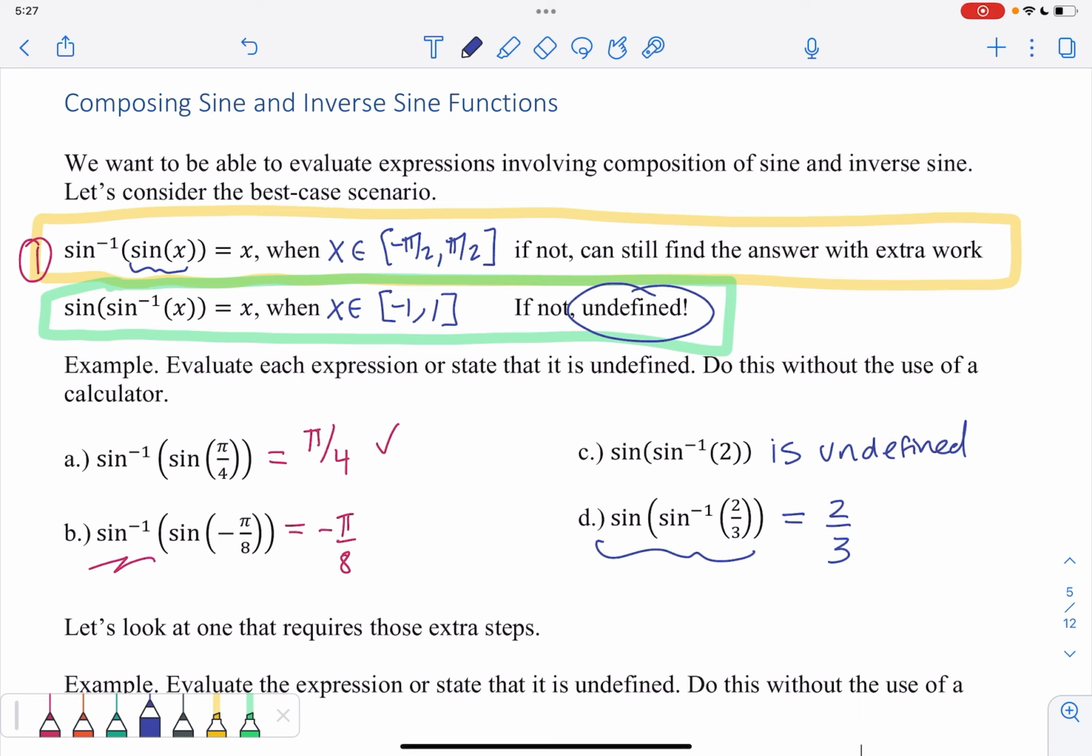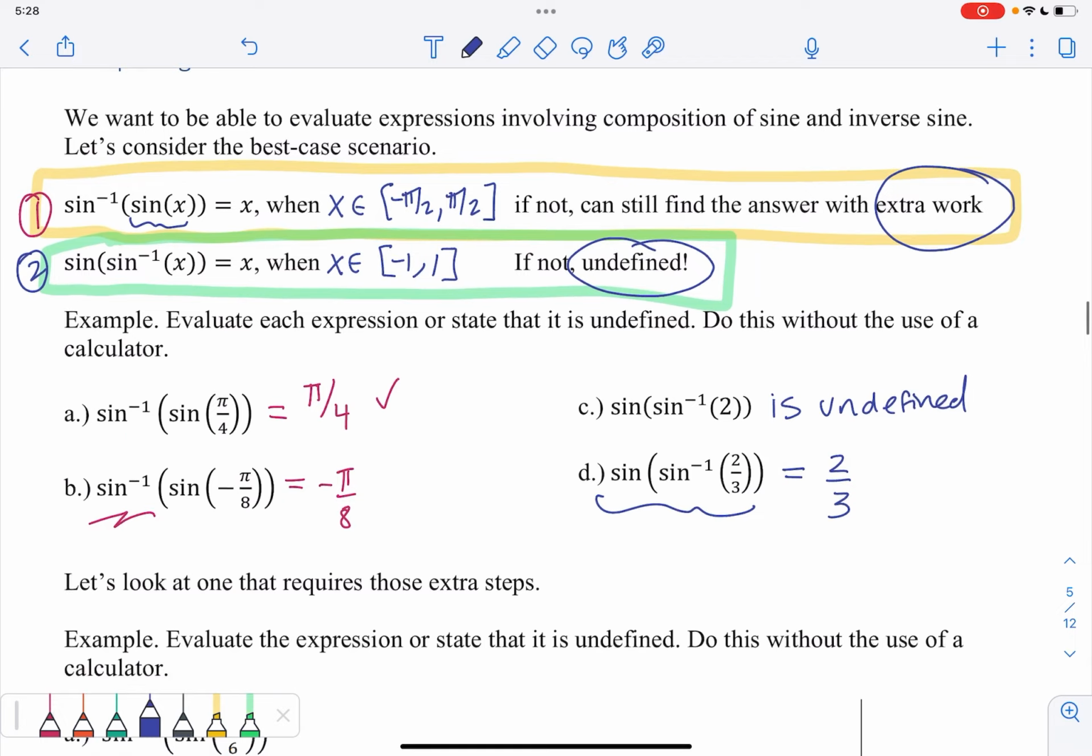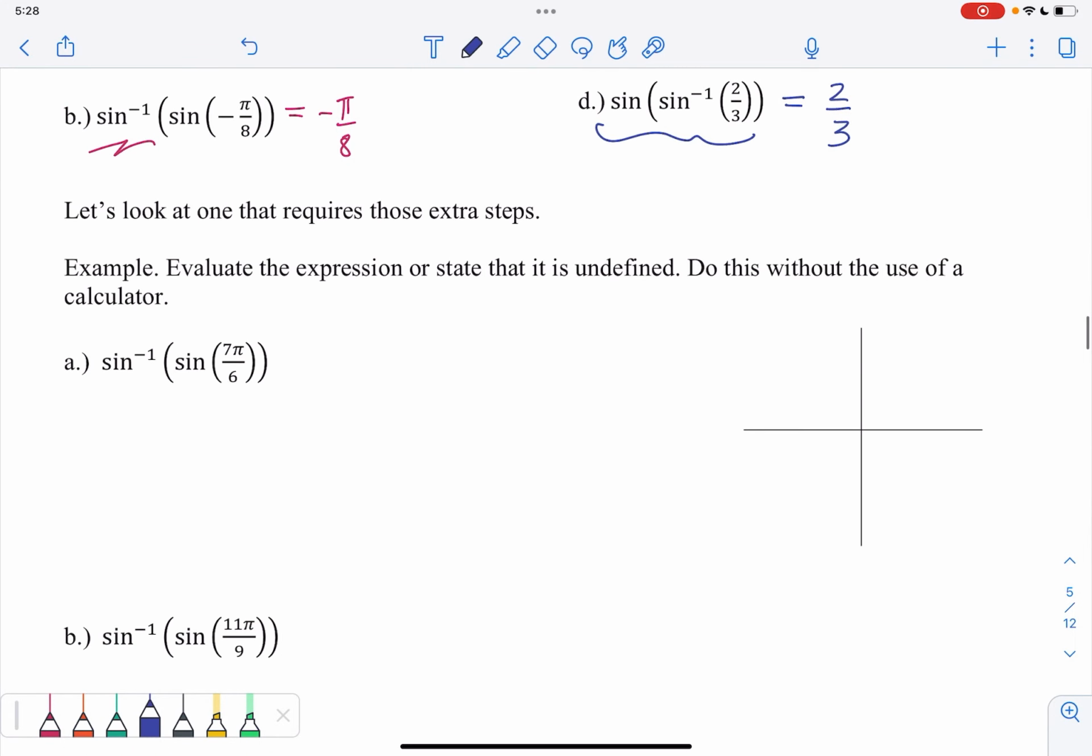All right. So let's look at one that requires those extra steps or extra work, which is up here in case 1. So case 1, case 2. So what about case 1 where we need more work? Evaluate the expression or state it as undefined. Do this without the use of a calculator. So sometimes we get lucky and we have the angle inside we can find easily on the unit circle. So if that is the case, then we can go about that. And the way that we're going to do that is just start on the inside.